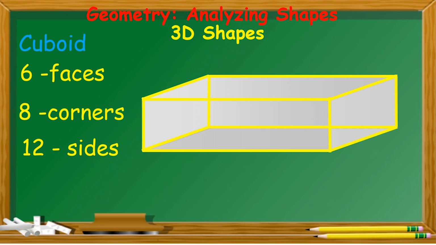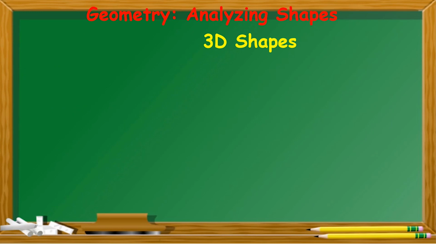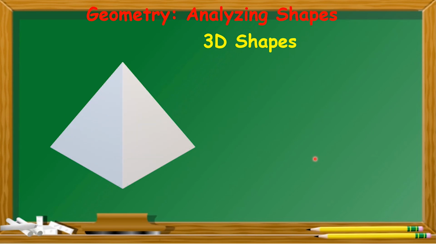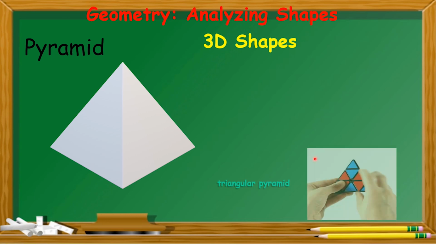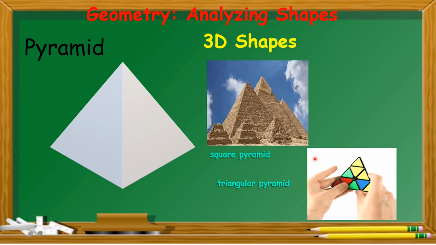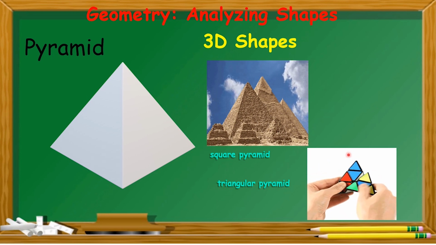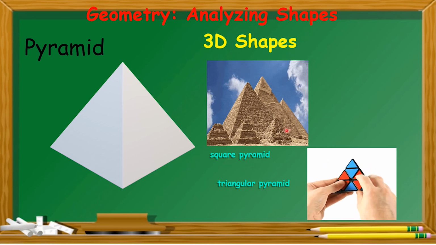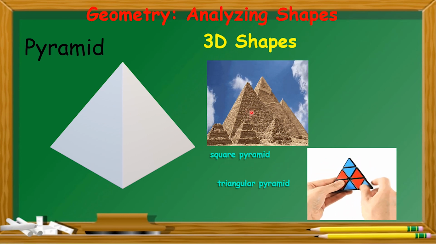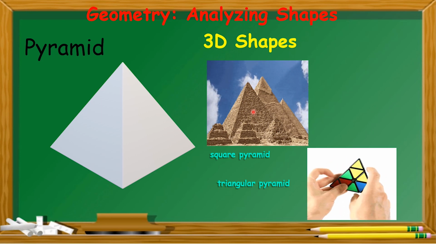Next, let's continue. What's next? We have this one. This one is what we call a pyramid. So what are examples of pyramid? This one, triangular pyramid, and this one, square pyramid. Look, this one and this one are the same. This is a square pyramid.